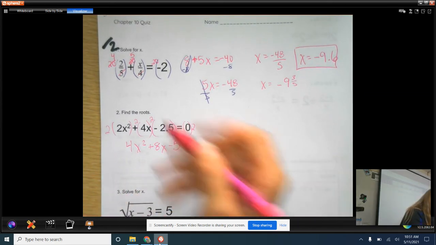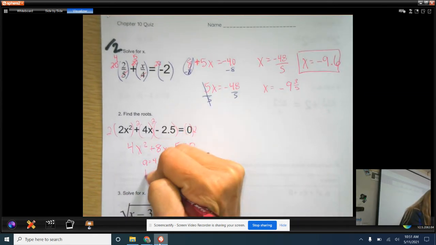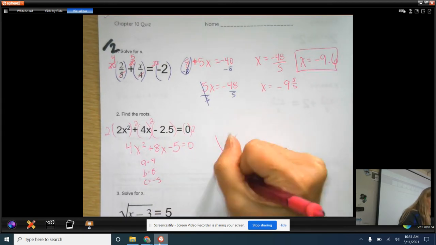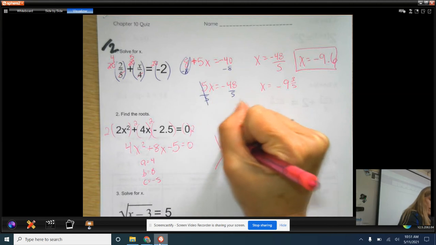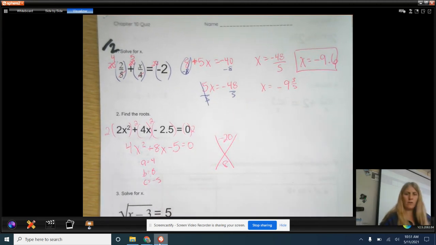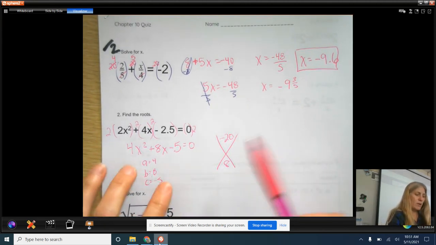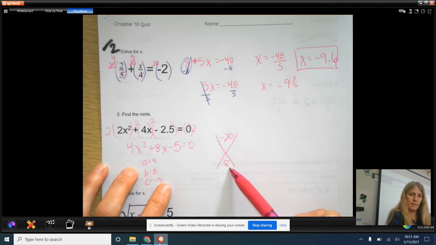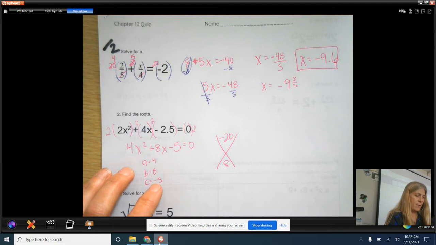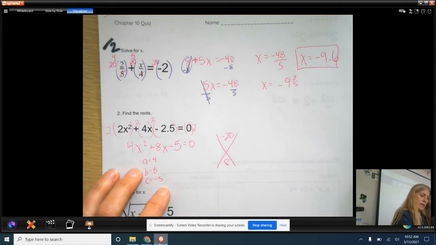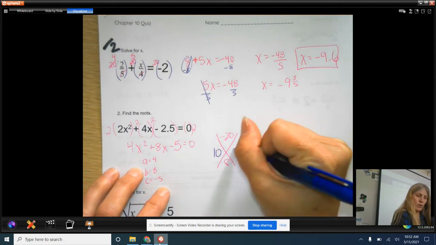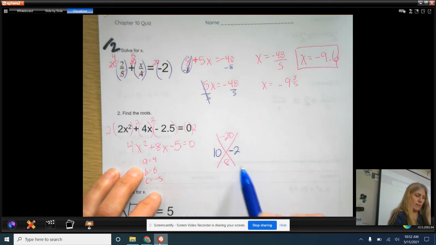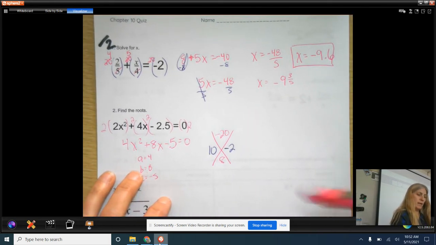Now our a is 4, our b is 8, and our c is negative 5. A times c, negative 20, goes up top, and b, 8, goes on the bottom. And I'm looking for two numbers that multiply to negative 20 and add to positive 8. And that, of course, is going to be 10 and negative 2. 10 minus 2 is 8. 10 times negative 2 is negative 20.